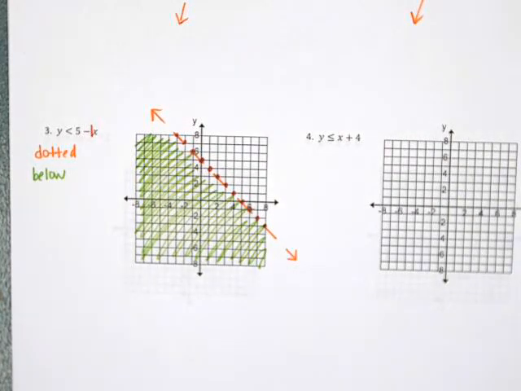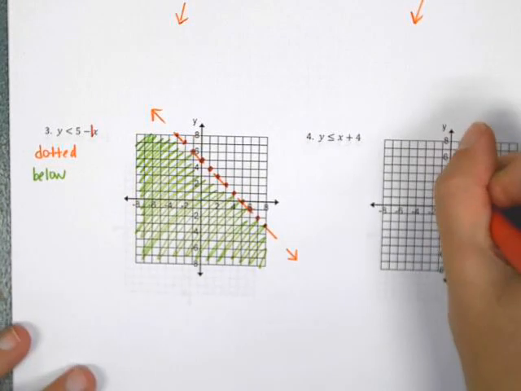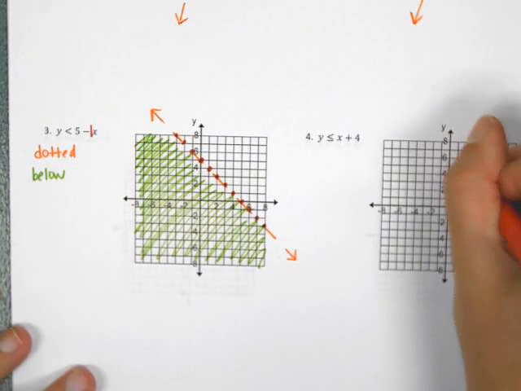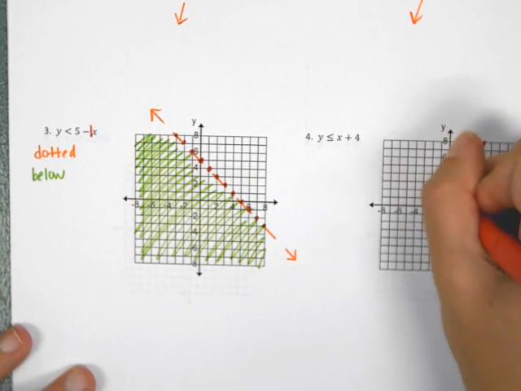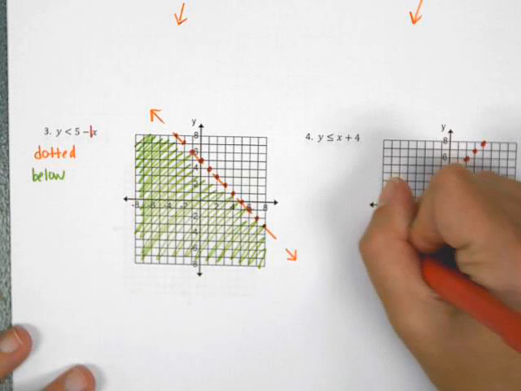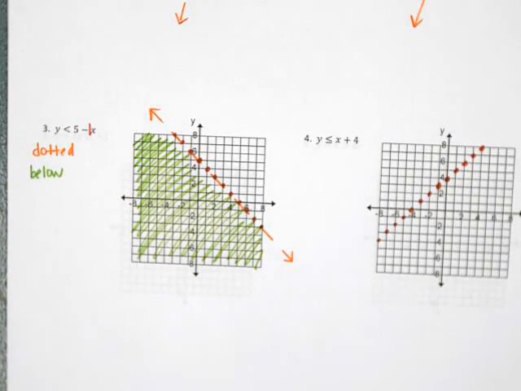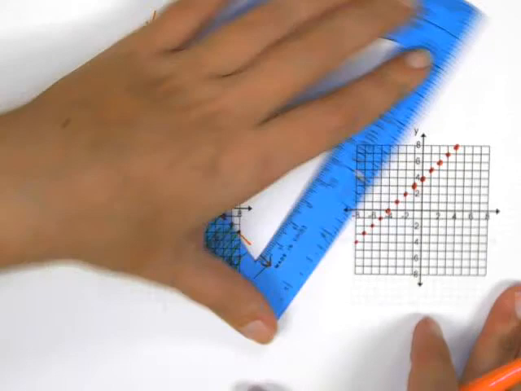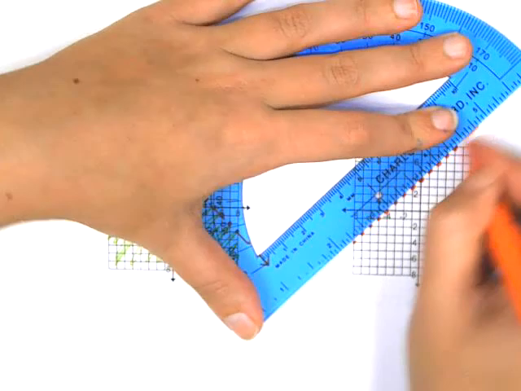All right, let's try one more. So for this one, I would start at the positive 4. I would go up 1 over 1, up 1 over 1, or I could go backwards, down 1, left 1, down 1, left 1. Now I'm going to make a nice solid line, which basically just means like a normal line.